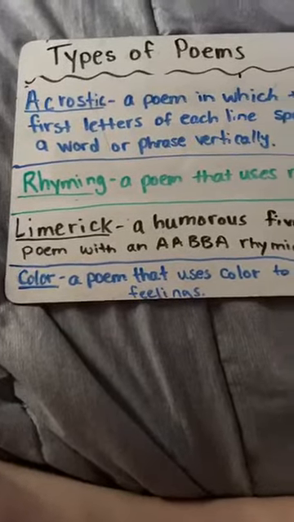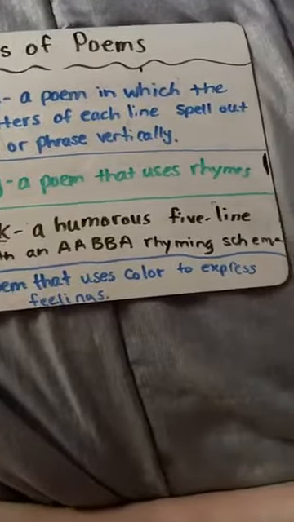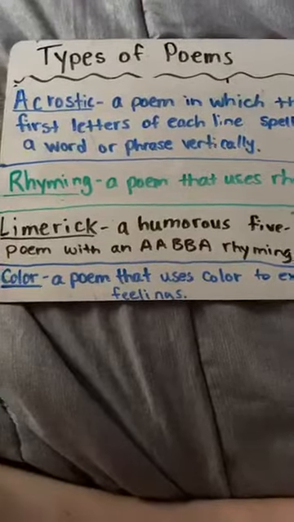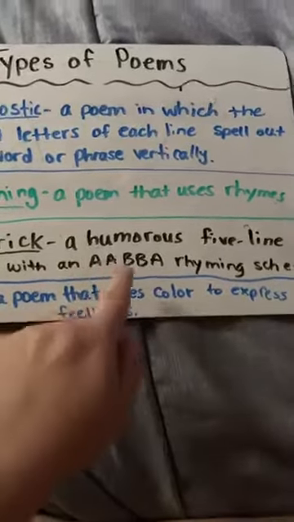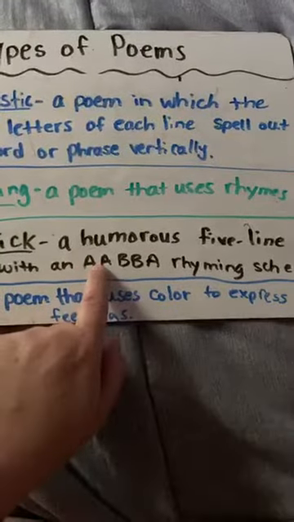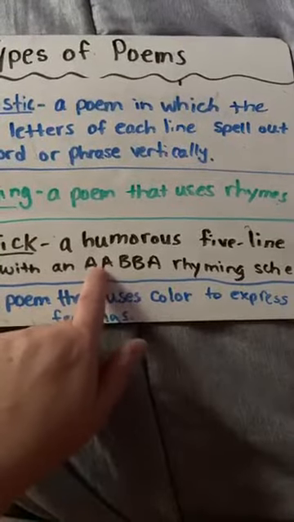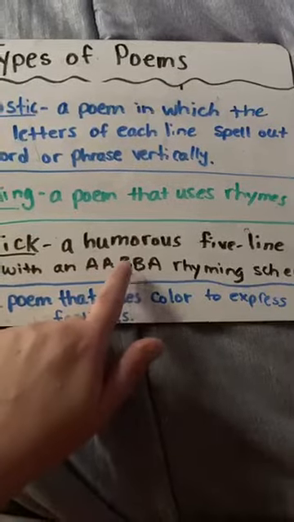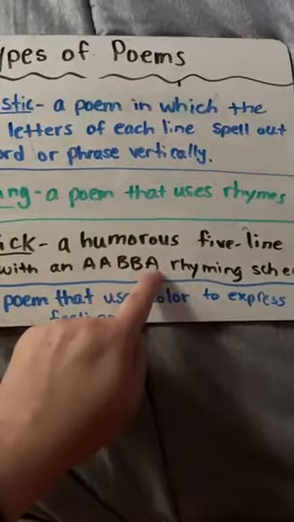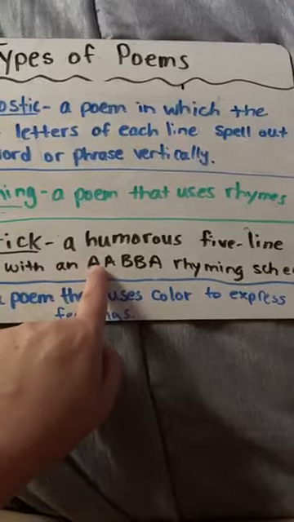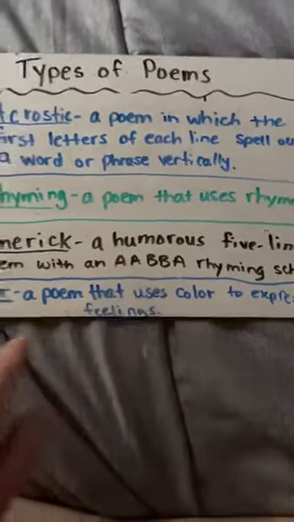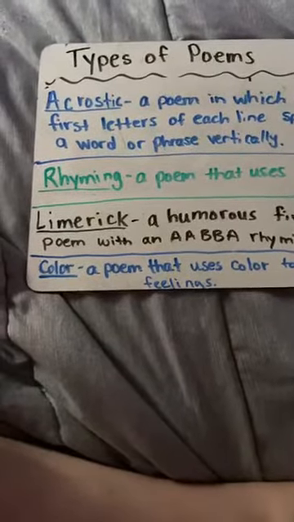Okay, a limerick is a humorous five-line poem with an AABBA rhyming scheme. So what that means is that the first line and the second line would have to rhyme, that last word. Then the next two lines would have to rhyme. And then the last line has to rhyme with the first two lines that you started. So that's what the rhyming scheme looks like. Okay, limericks are kind of fun to write too.